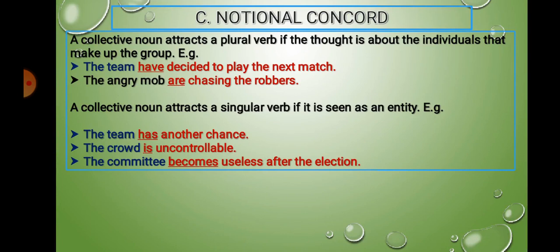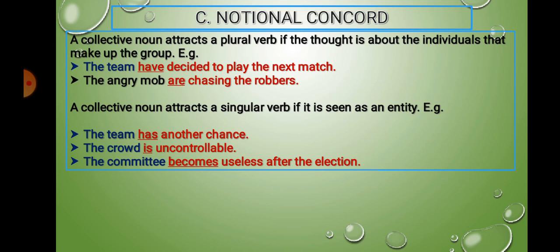Another rule: a collective noun attracts a singular verb if it is seen as an entity, e.g., the team has another chance. It is that entity that has been given another chance. The team has another chance. The crowd is uncontrollable. It is the aggregate or the congregation or the crowd of people, not the individuals that we are referring to here, that is uncontrollable.